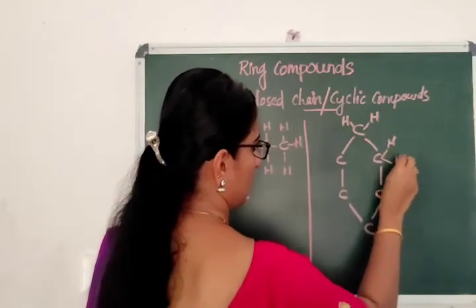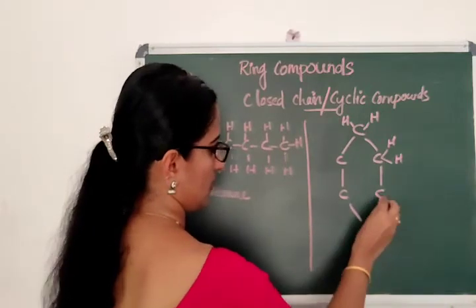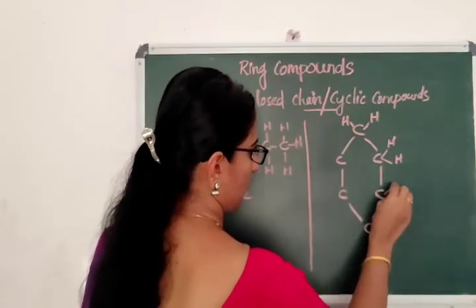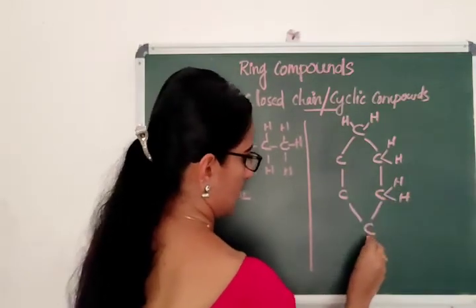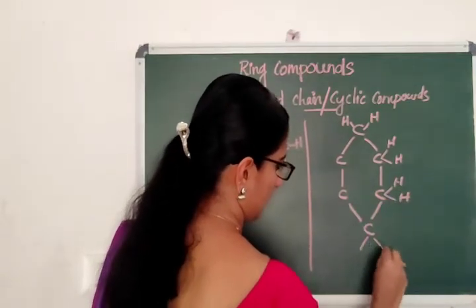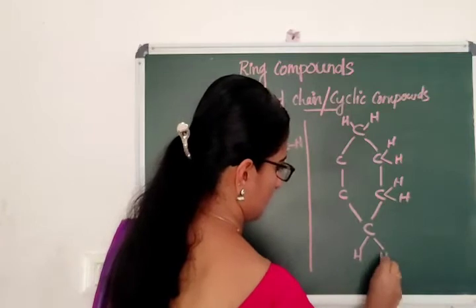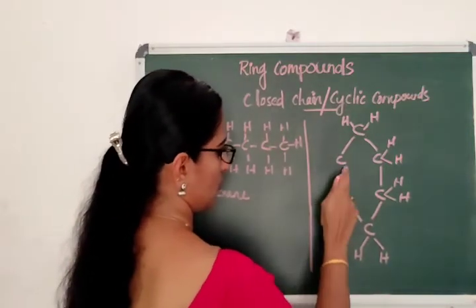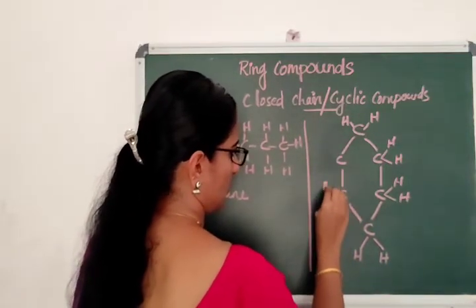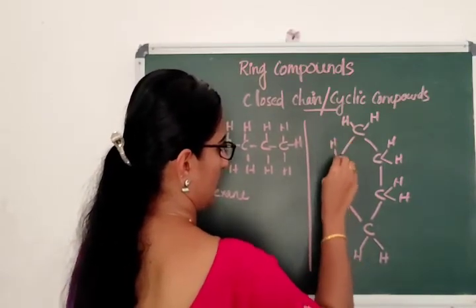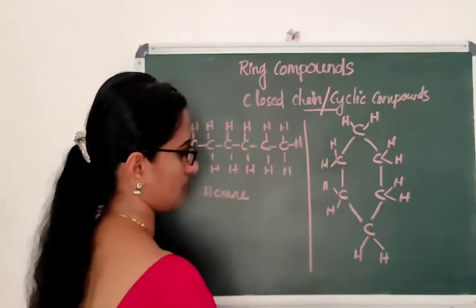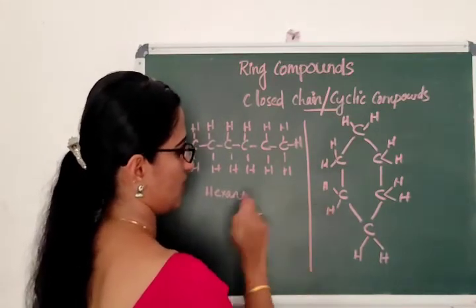It needs 2 more, total 4. This carbon atom, 2 is already bonded, and again 2 more are required. And this carbon atom, 2 valencies are satisfied, so 2 more hydrogen are there. Here also 2 valencies are satisfied, 2 more hydrogen are required. Here also 2 valencies are satisfied, 2 more hydrogen.